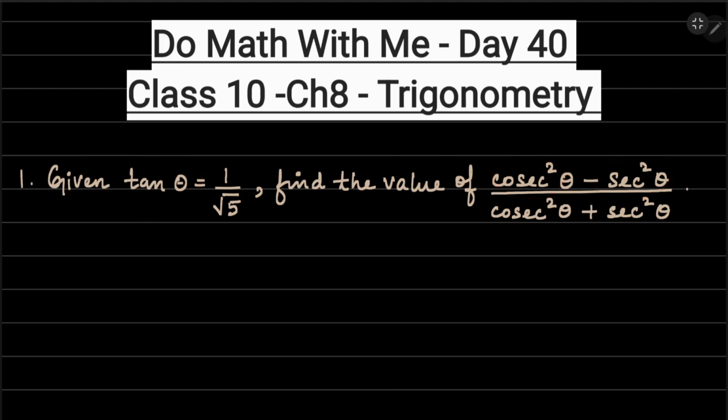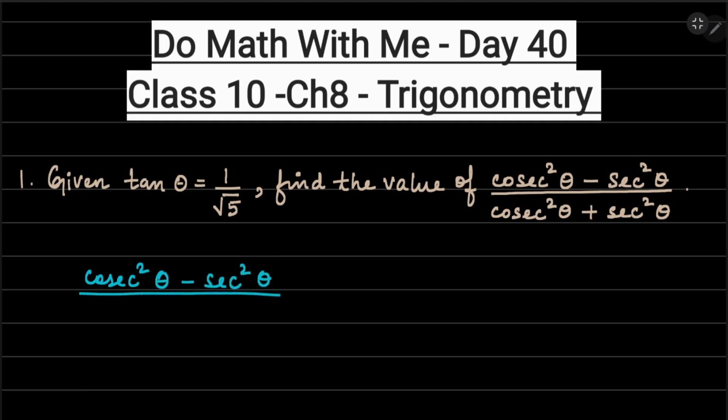Let's write the expression that we are given. It is nothing but cosecant square theta minus secant square theta whole divided by cosecant square theta plus secant square theta. So you should already know an identity which is cosecant square theta is nothing but 1 plus cot square theta. Okay, so this is something which you have to remember. Cosecant square equal to 1 plus cot square.